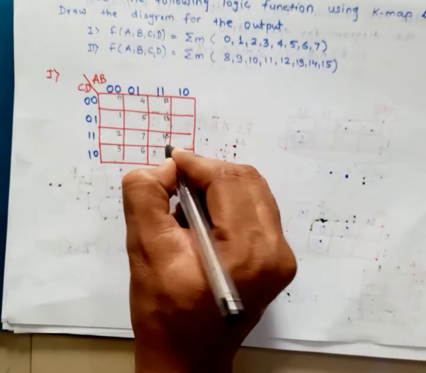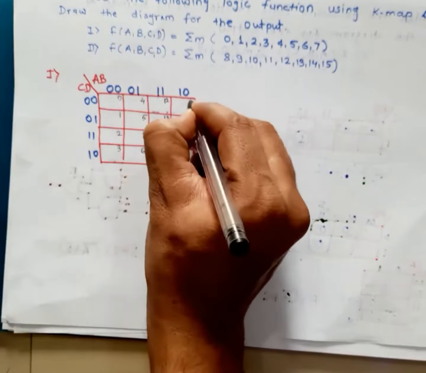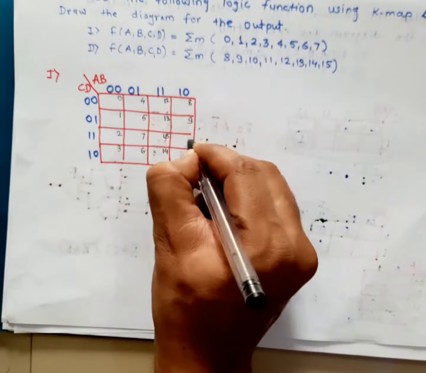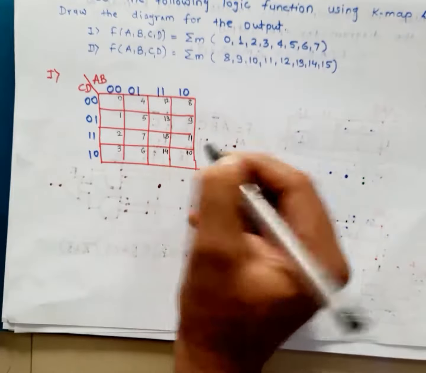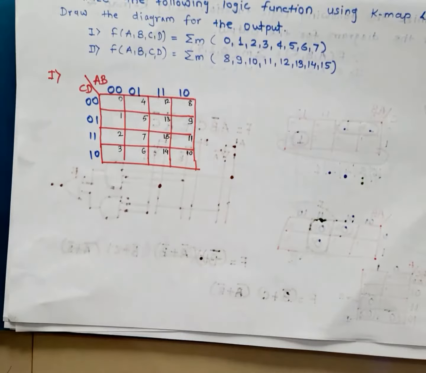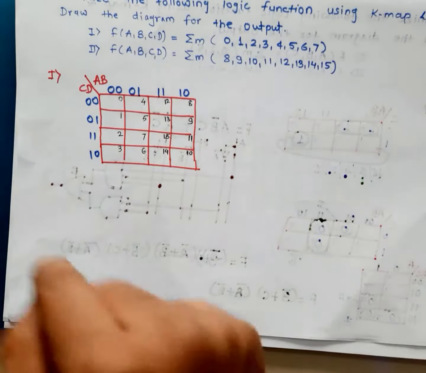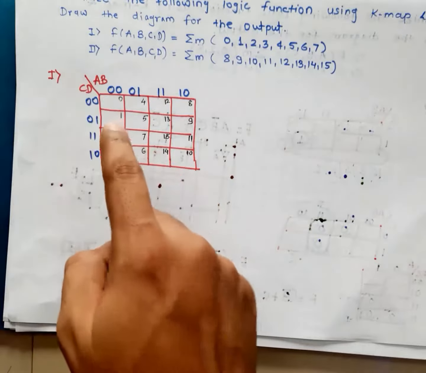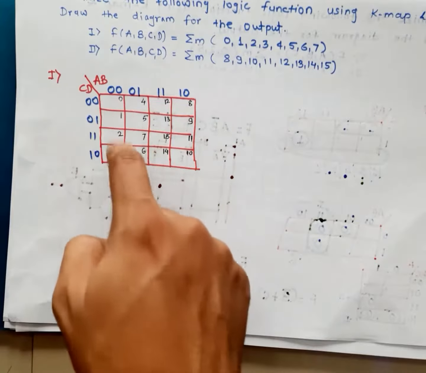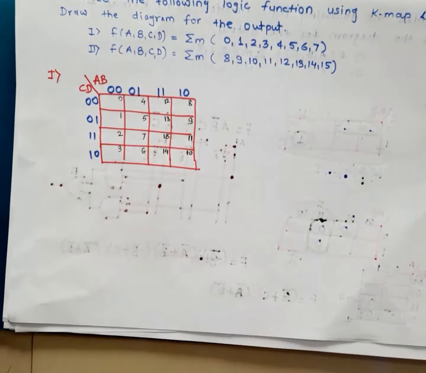There are cells 0 to 15. This is 14, this is 8, 9. You need to calculate it. Once you have practice designing K maps, there is no need to calculate repeatedly, you can directly write it down. That's why I am telling you to always follow any one pattern, so it is easy to write down the cell values.